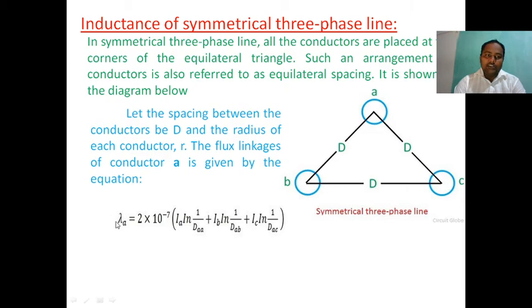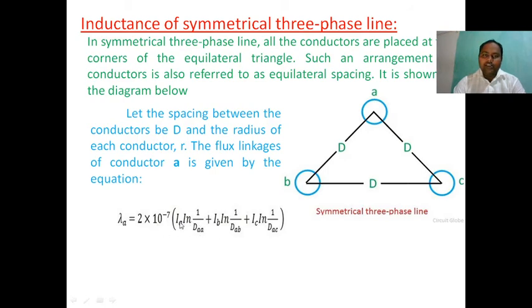So the flux linkage of conductor A includes both internal flux linkage and external flux linkage. Please observe the formula or equation carefully. The flux linkage of conductor A individually is 2 into 10 power minus 7 Ia log 1 by DAA. What is the DAA? The distance between conductor A and A. What is the DAB? The distance between conductor A and B. What is the DAC? The distance between conductor A and C.